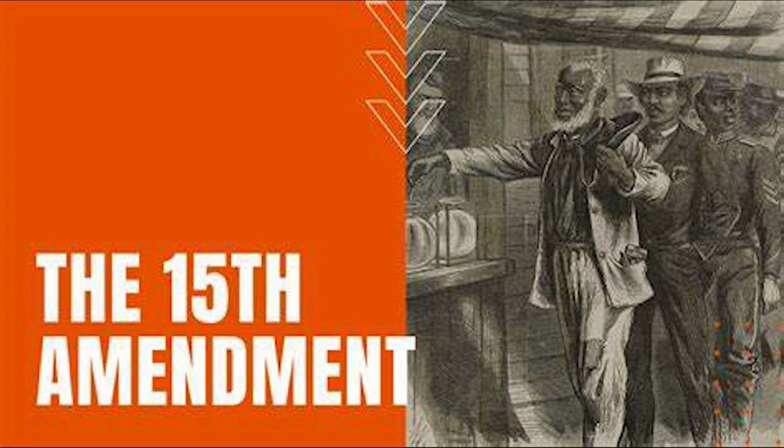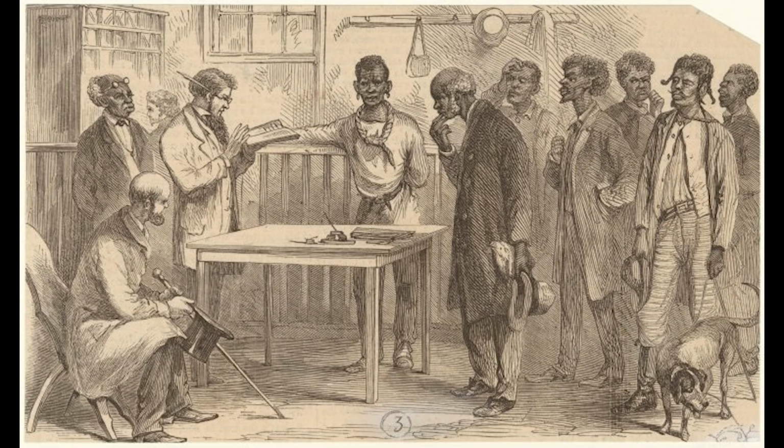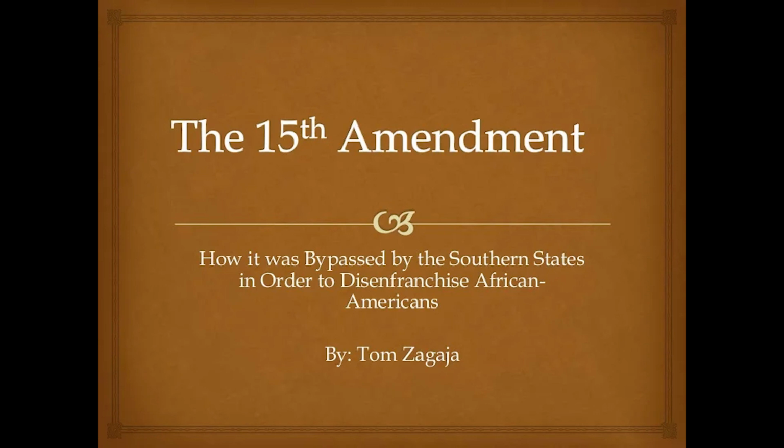As Reconstruction ended in 1877, southern states enacted Jim Crow laws to restrict black voting rights. These included poll taxes, literacy tests, and grandfather clauses, which were designed to circumvent the 15th Amendment without explicitly violating it. Many southern states also used violence and intimidation, including attacks by the Ku Klux Klan, to prevent black citizens from voting. For nearly a century, these racist voting restrictions remained in place.